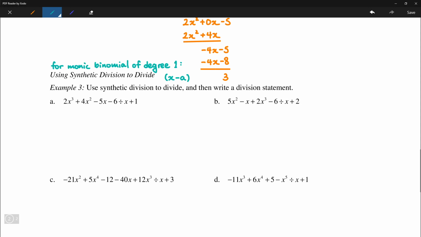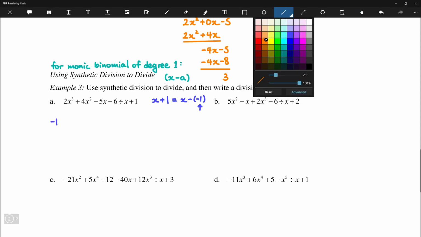So let's look at how that works. We have here example 3a, 2x cubed plus 4x squared minus 5x minus 6 divided by x plus 1. Now, the first thing we need to find is, notice that x plus 1 is the same as x minus negative 1. And this negative 1 is what we're going to be using for synthetic division. So we'll write it here.